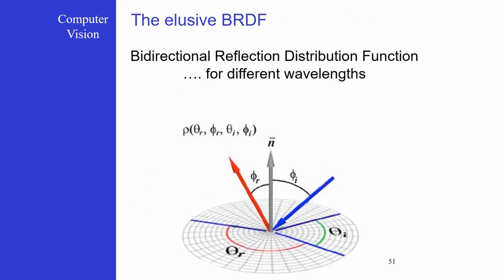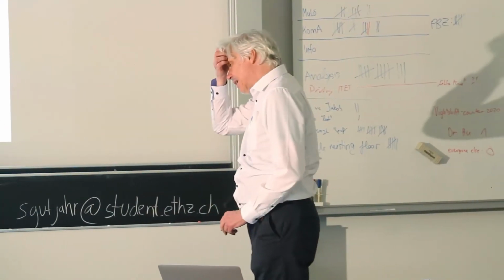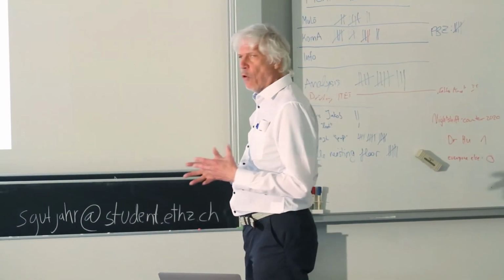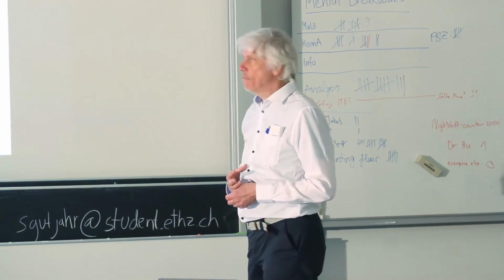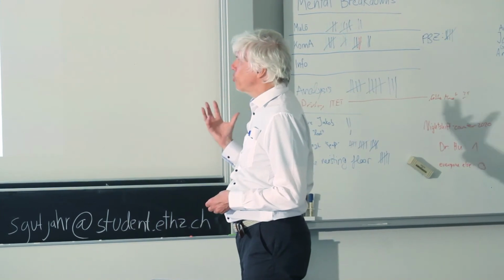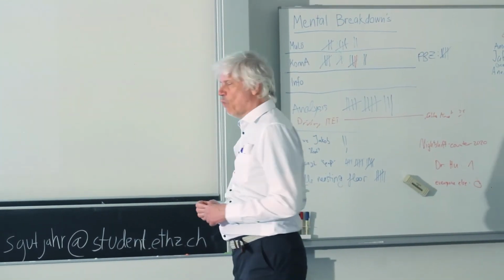That we won't discuss. One final word maybe about reflection here, because that is the holy grail where people are now also working towards. It's called the BRDF, the bidirectional reflection distribution function, and this for different wavelengths. So what is the problem here?